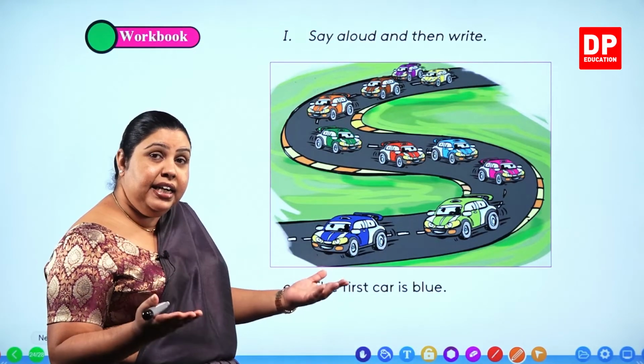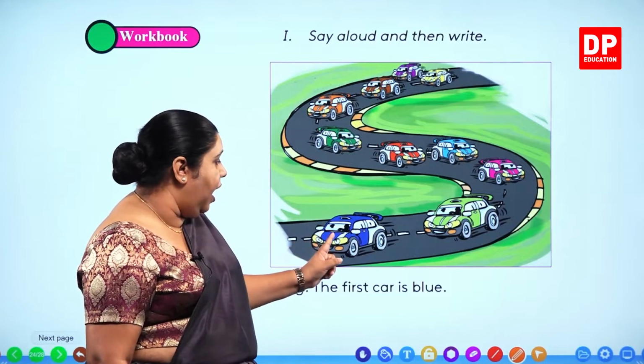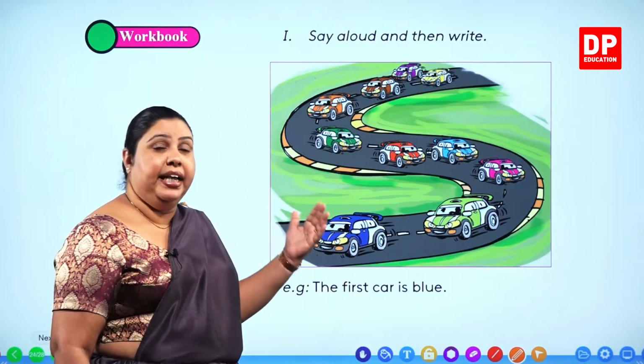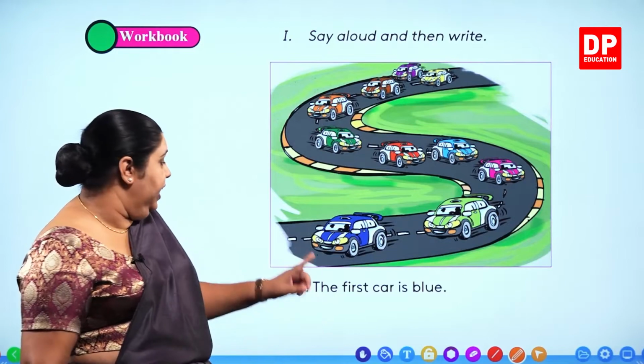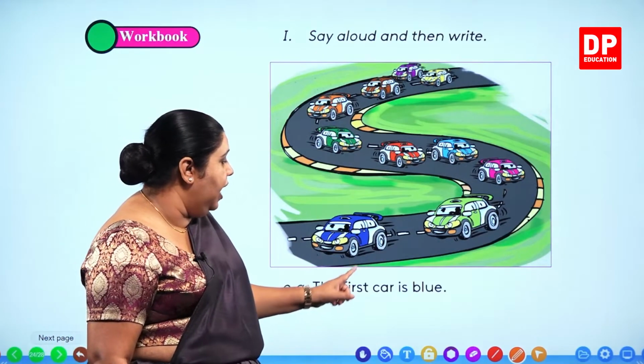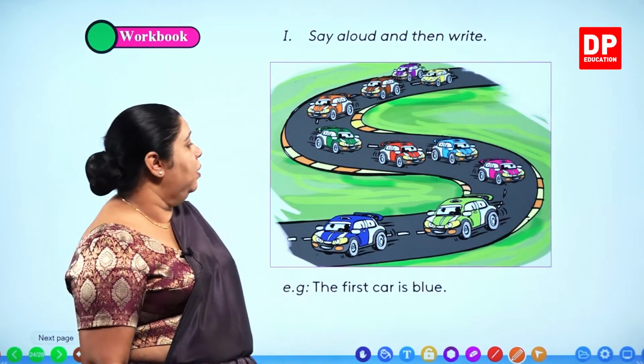Shall we say it aloud? The first car is blue. You have to write, the first car is blue. Now what about the second car?